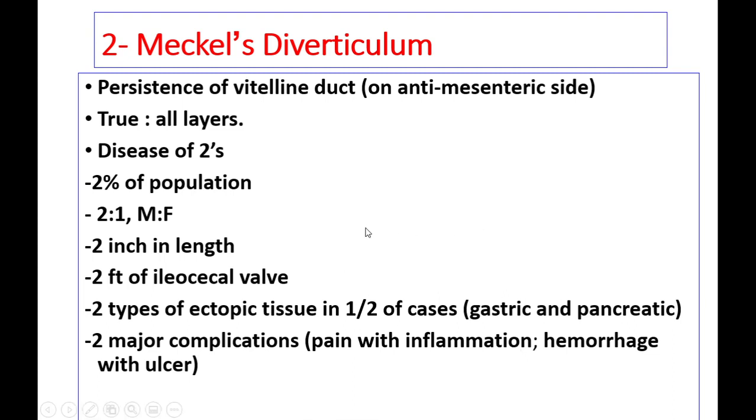Number two, Meckel's diverticulum. Meckel's diverticulum is a congenital or developmental abnormality. It is related to persistence of the vitelline duct, present on the anti-mesenteric side, and is a true diverticulum that involves all the layers of the small bowel.